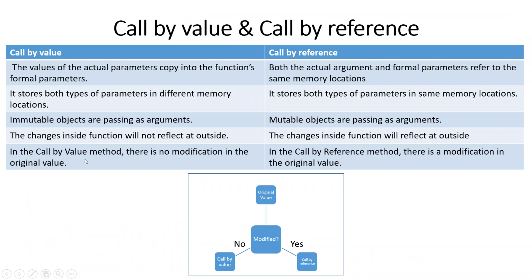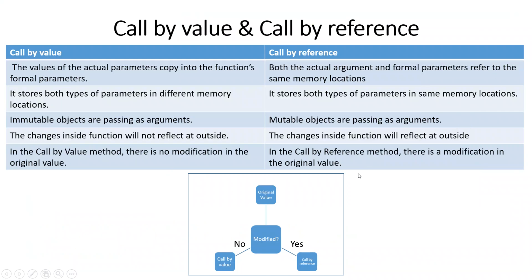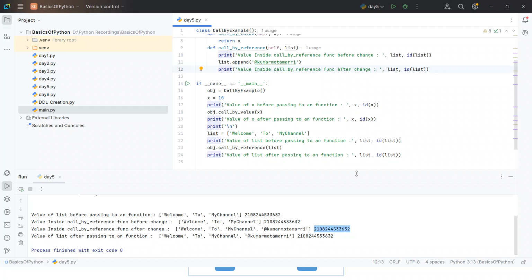And in the callback value method there is no modification in the original value. So when you do not write the return statement and do not call the return value, it shows the original value 10, and the memory will be the same. But in callback reference there is a modification in the original value, so even though you are not calling the return statement, the list finally shows the updated data, and the memory location is also the same.